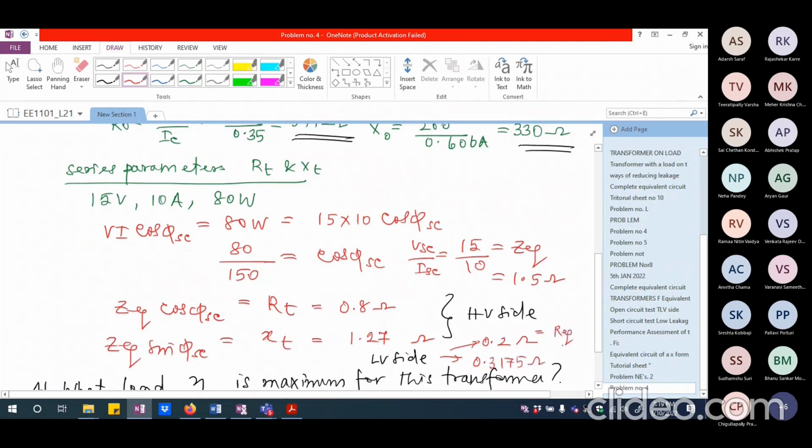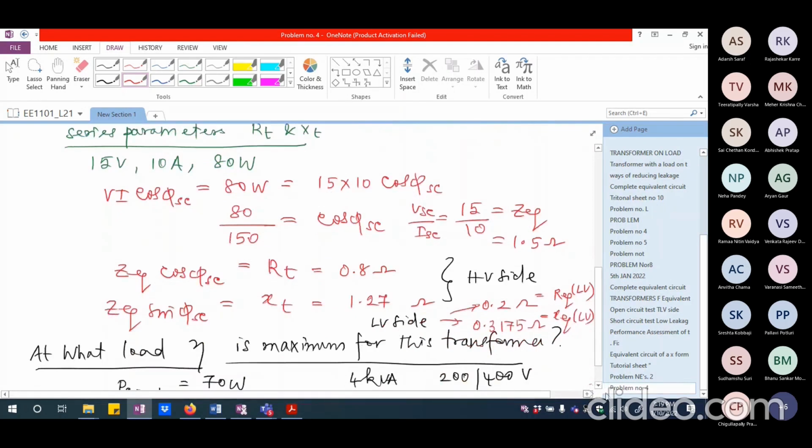So this is R equivalent on LV and this is X equivalent on LV. I have divided it by 4. That's all, nothing else. Any questions? This is essentially 1.27 divided by 4 and 0.8 divided by 4. That's all I had done.